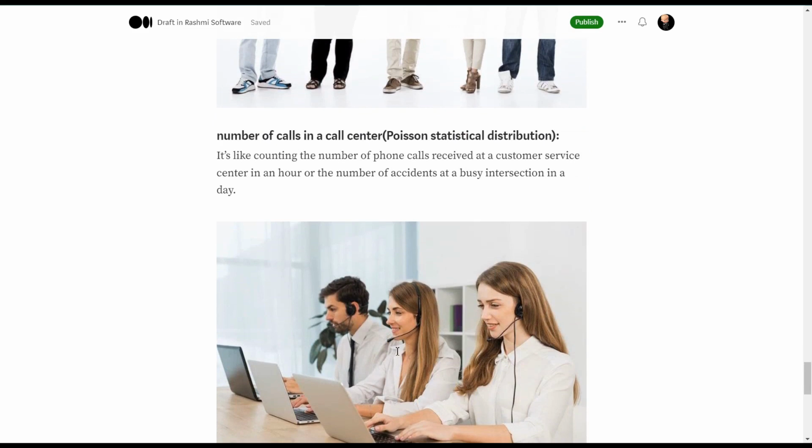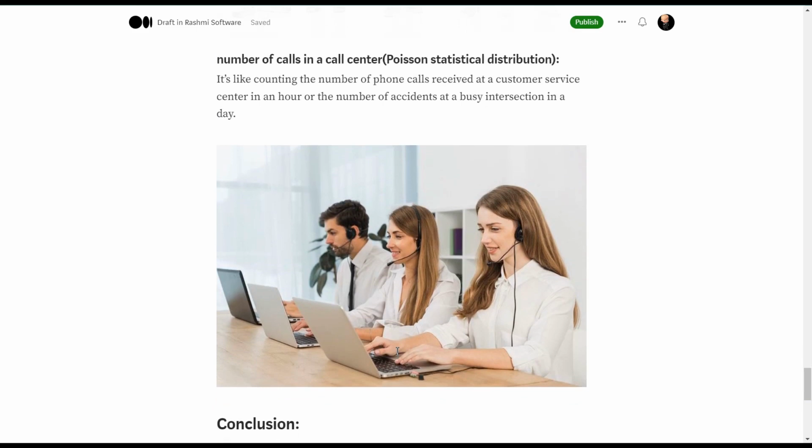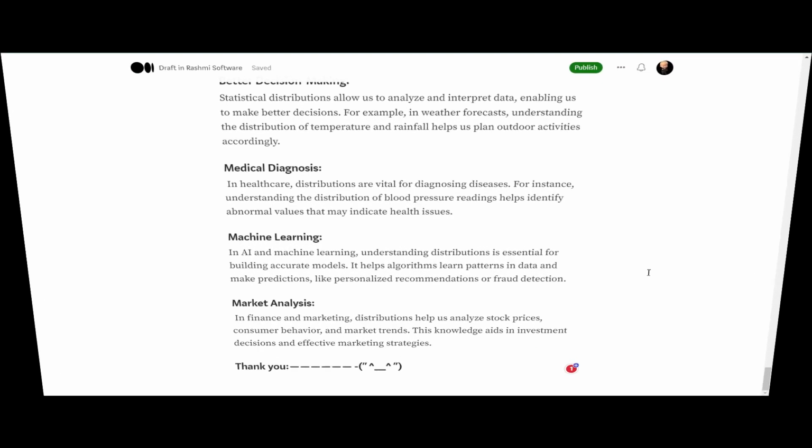Next example, number of calls in a call center. It's a part of the Poisson statistical distribution. It's like counting the number of phone calls received at a customer service center in an hour, or the number of accidents at a busy intersection in a day. We all know that calls come from server to client and client to server. In this situation, with the help of the Poisson statistical distribution, we can calculate how many calls are coming.